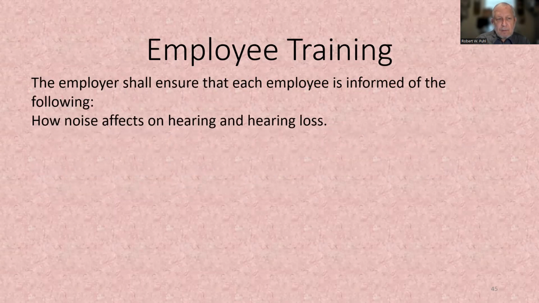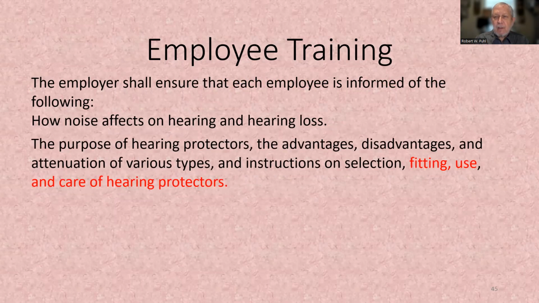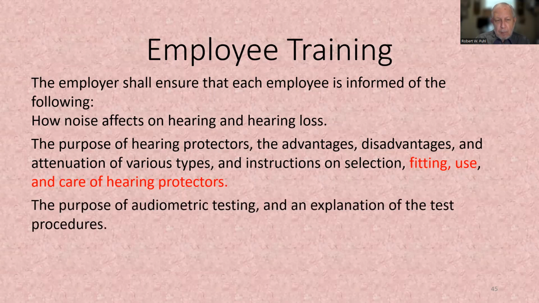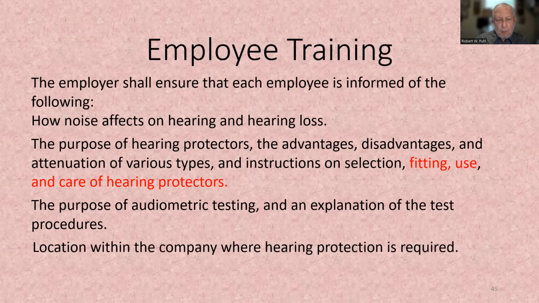Employer shall ensure that each employee is informed of the following: how noise affects hearing and hearing loss, the purpose of hearing protectors, the advantages, disadvantages, and attenuation of various types, and instructions on selection, fitting, use, and care of hearing protectors, the purpose of audiometric testing and an explanation of the test procedures, and locations within the company where hearing protection is required. It's not necessarily going to be required throughout the company, but there's one company we visited, I forget who it was, and one half the plant had to have hearing protection, and the other half didn't. And there was a big aisle down the middle, and that didn't work out too well because you saw people crossing all the time.